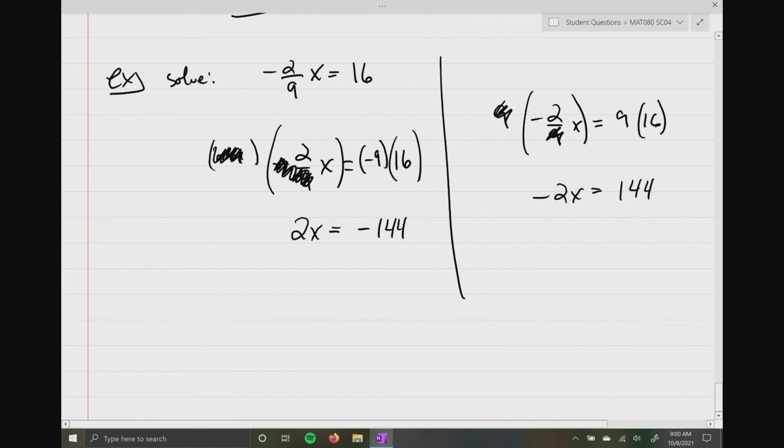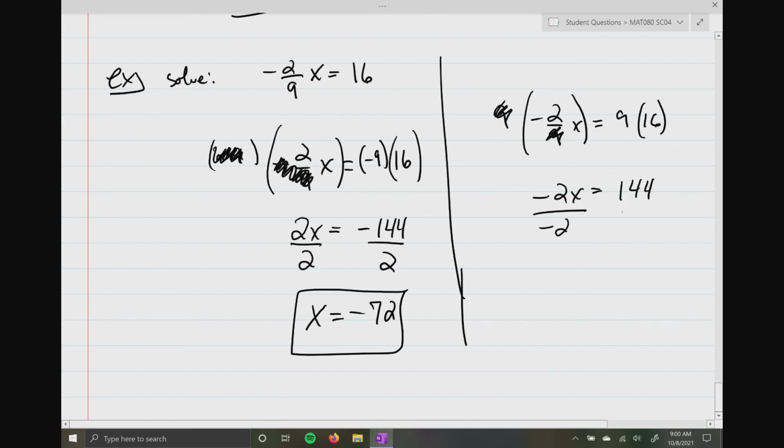Here's what I'm saying. It doesn't matter if you keep the negative or not, because at the end of the day, everything's going to work out. That's how math is. So on the left-hand side of your screen, I divide both sides by 2 to give me x equals negative 72. Now on the right-hand side, you're going to divide both sides by negative 2. Notice you still get x equals what? Negative 72. Okay?